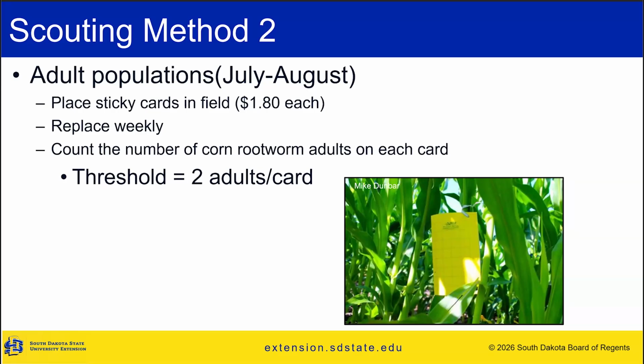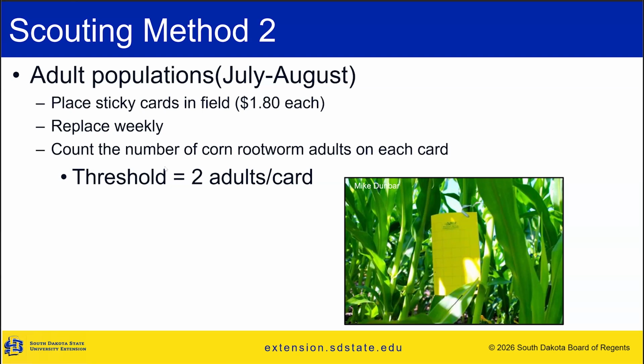We typically recommend trying to get the corners of the field, or at least a couple per field, and you want them in a ways so you're not just right on the edge of the field in the end rows. But you go out there, you put it on. You can see it comes with the little ties. You tie it right onto the stalk. You go back a week later, you replace it.